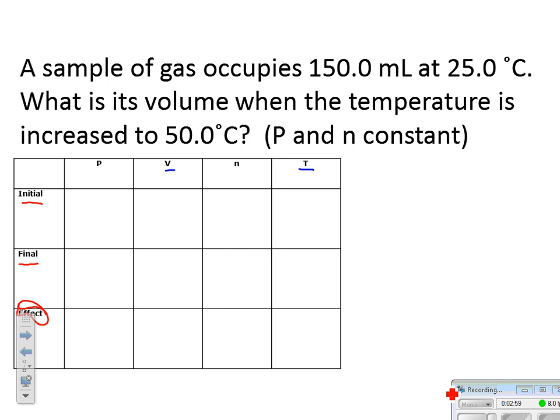So what we have here is 150 milliliters of a gas. Milliliters is a volume, so we'll put that under volume, 150.0 milliliters. And it says, what is the volume when? So we're solving for the new volume. The temperature is going from 25 degrees Celsius, and please remember that we cannot leave that in the Celsius scale. We have to convert that to Kelvin. 25 degrees Celsius is increased to 50 degrees Celsius.